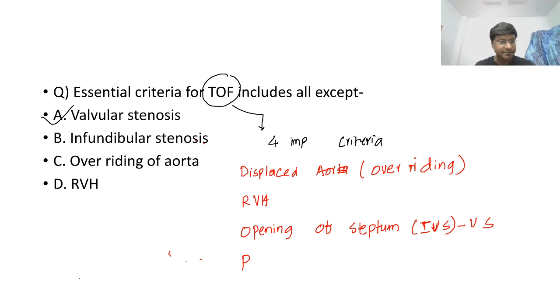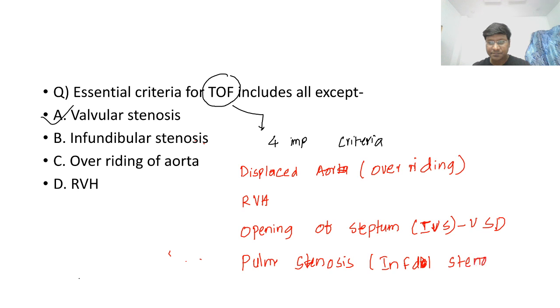So that is the presence of VSD, that is ventricular septal defect. And you take the letter P. P stands for pulmonary stenosis. But what you should remember is, it is not pulmonary valve stenosis which is common. It is infundibular stenosis which is common. So that is about tetralogy of Fallot, that is DROP.